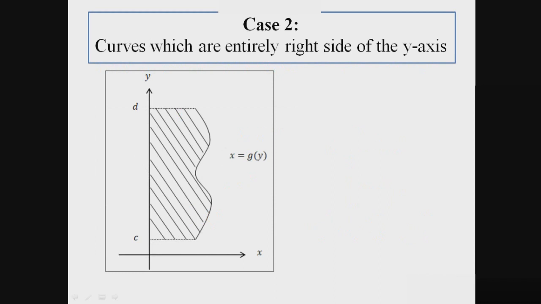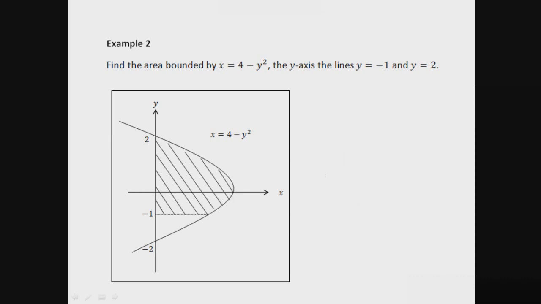Moving on to case 2, the curve which is entirely on the right side of the y-axis. The formula given is A equals the integral from c up to d of g(y) dy. So the main difference here is that case 1 uses x terms and case 2 uses y terms, with respect to the axis that we use. Okay, example 2. Find the area bounded by x equals 4 minus y squared, the y-axis, and the lines y equals -1 and y equals 2.